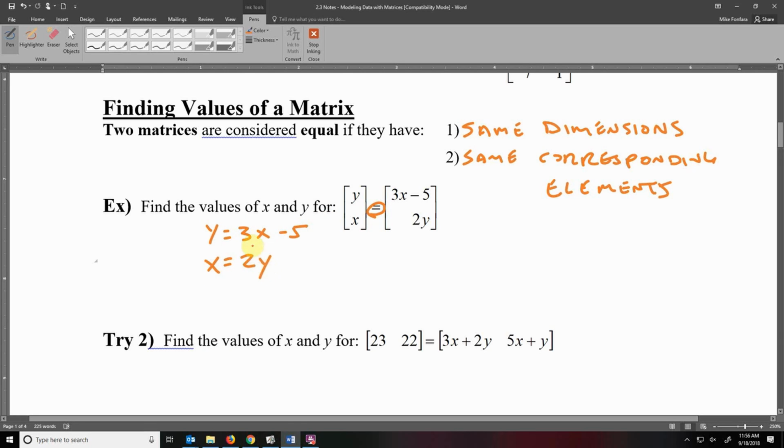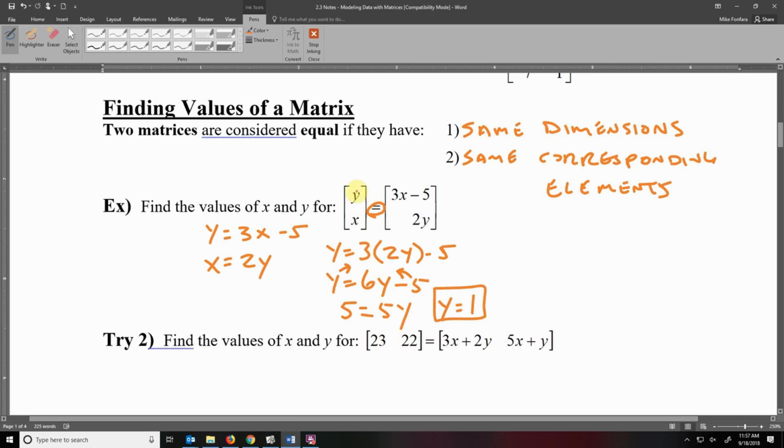So if x equals 2y, then this x right here equals 2y. So we can substitute y equals 3 times, and then that x becomes 2y, minus 5. Okay, so y equals 6y minus 5. And I can swap places with the y and that negative 5, and I get positive 5, and 6y minus y equals 5y. And then divide both sides by 5, and I find that y equals 1.